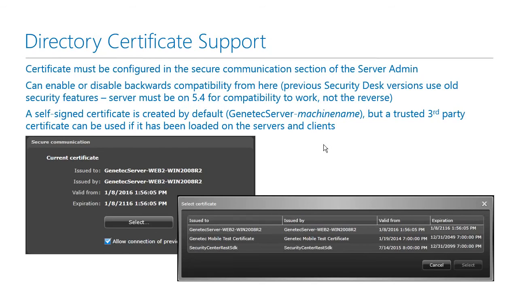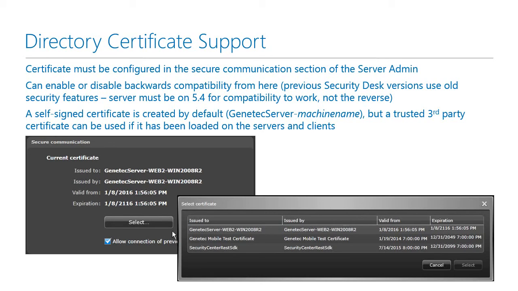Now, once you have this enabled, you do have to set up the certificate. By default, we do include a self-signed certificate, but you can, of course, get something from a third-party certificate authority as well, and put that on your directory server. Once you load that in Windows, you're going to see that show up in the list. Again, we get there from the server admin, where you're going to see an updated section called Secure Communication. From here, you just choose to select the certificate that you want to use.